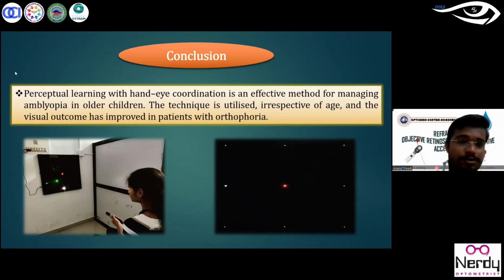And what is the conclusion? Perceptual learning with hand-eye coordination is an effective method for managing amblyopia in older children. The technique can be utilized irrespective of age, and the visual outcomes have improved in patients with orthophoria.